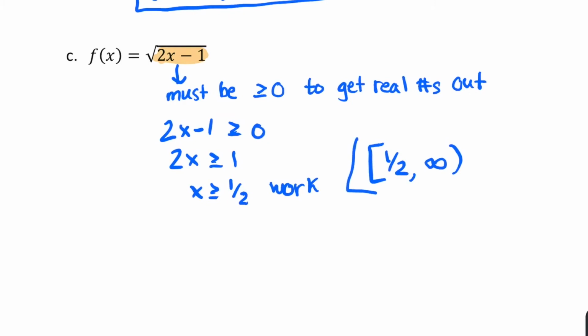One reminder, this was a square root. If it had been like a cube root or a fifth root, an odd root, then we'd get real numbers out no matter what, and it'd just be negative infinity to infinity.